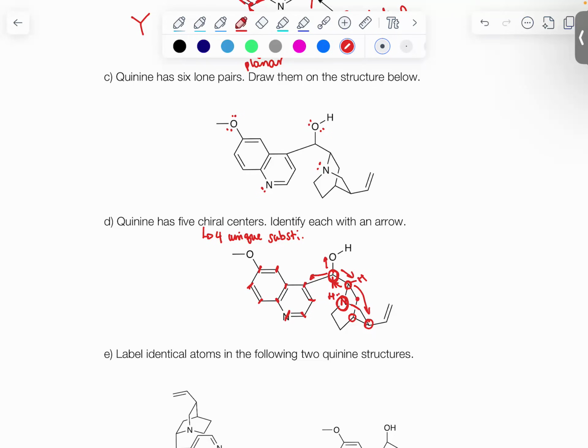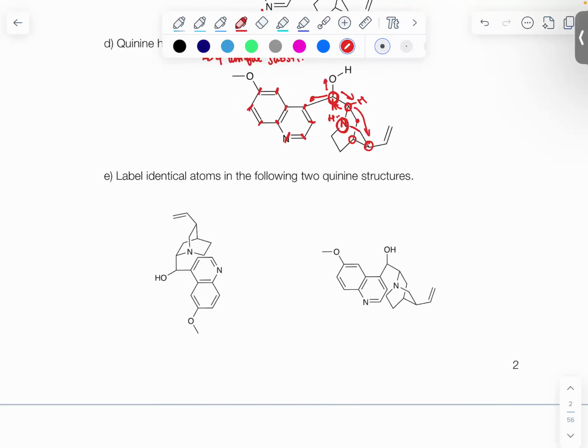And because it can't move or change that configuration, it has to have a set 3D structure, which is basically what we mean when we say something is a chiral center. Okay, so labeling identical atoms on the following 2 structures. This one is pretty straightforward. You can just pick a place to start and start numbering.